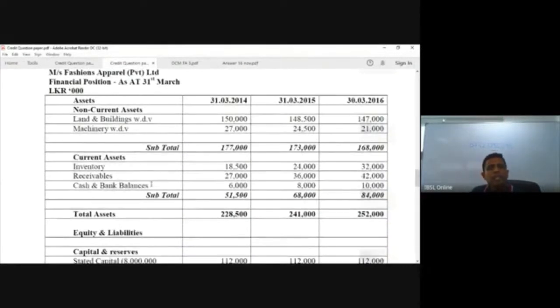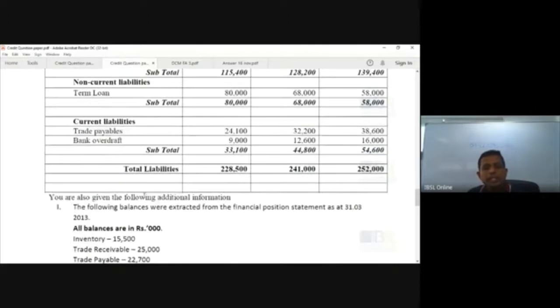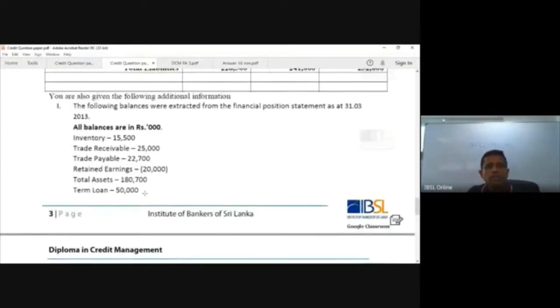And the statement of financial position is also given, and additional information. You are also given the following additional information: the following balances were extracted from the financial position at 31/3/2013. That is, the 2013 balances are also given in order to calculate the average figures. Inventory, trade receivable, trade payable are given, and retained earnings, that is our reserves, a negative figure of 20,000 is given. Then total assets and term loans are also given.